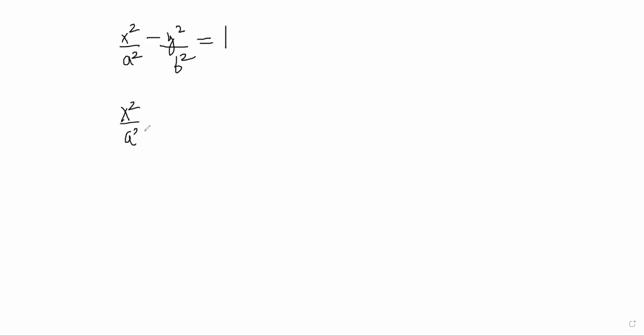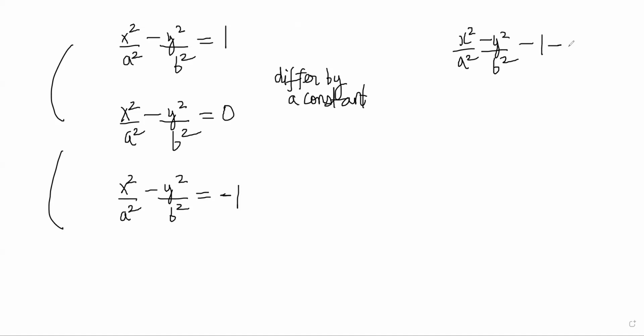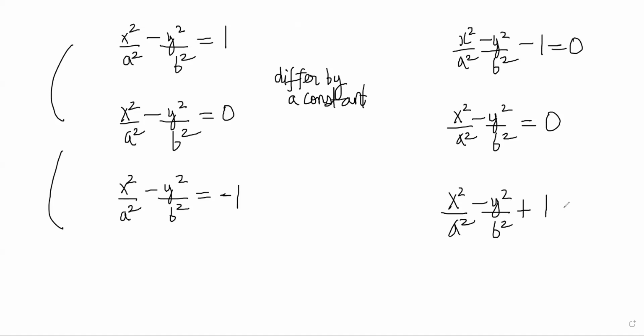Equation of the pair of asymptotes is this. And equation of the conjugate hyperbola is this. So notice these three equations all differ by a constant. If you write the equations like this: x square by a square minus y square by b square minus 1 equals 0. And here x square by a square minus y square by b square equals 0. Here it will be x square by a square minus y square by b square plus 1 equals 0.